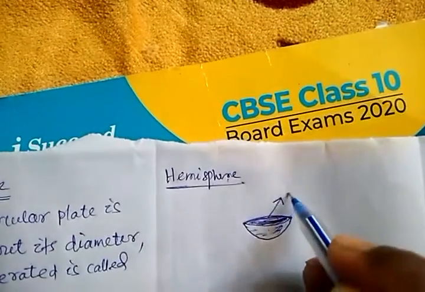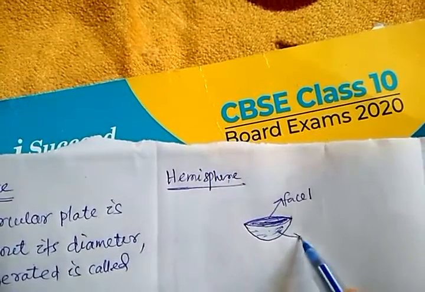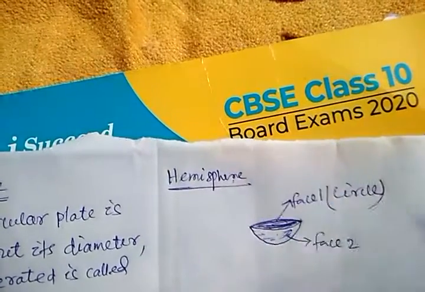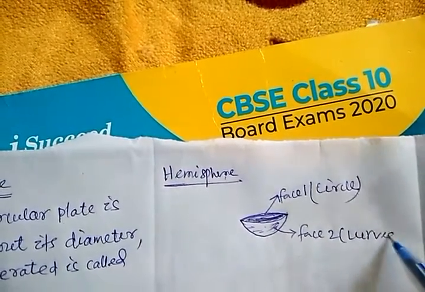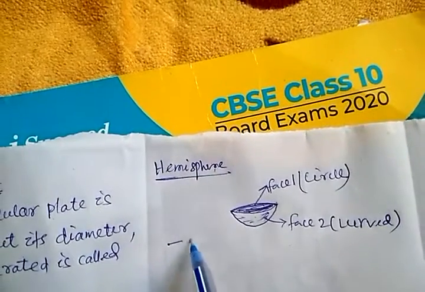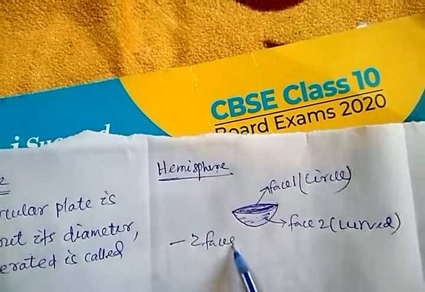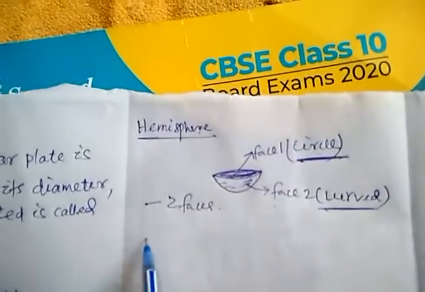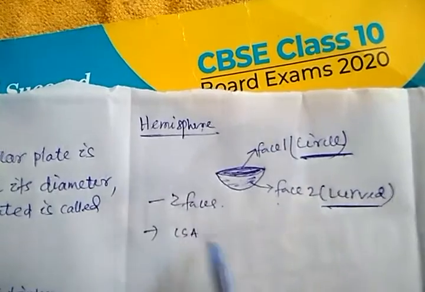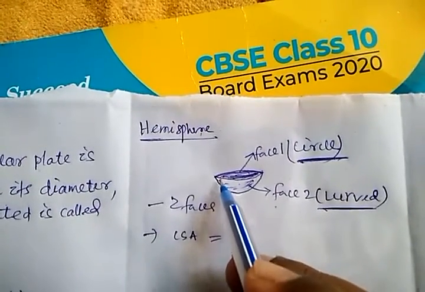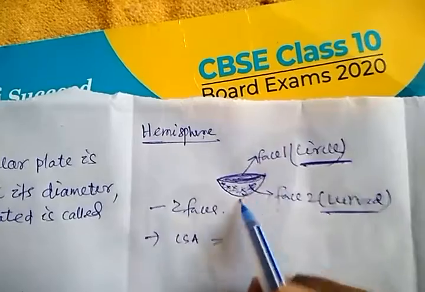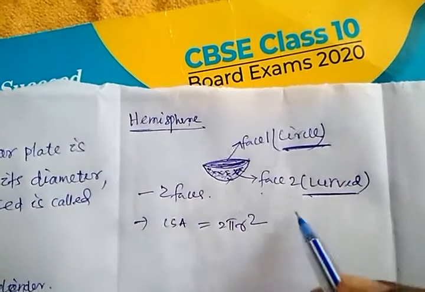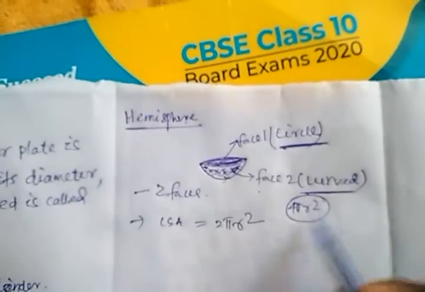This is a hemisphere, and it has face 1 and face 2. Face 1 is a circle, and this is curved. So how many faces does it have? It has 2 faces: one is a circular face, one is a curved face. The curved surface area of a hemisphere means only this curved part, and it is 2 pi r square. Why 2 pi r square? Because a sphere has 4 pi r square, and this is half.